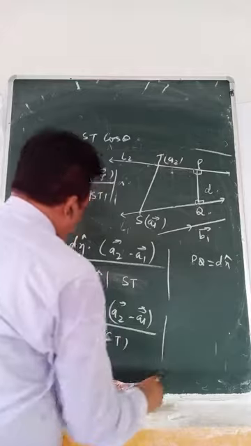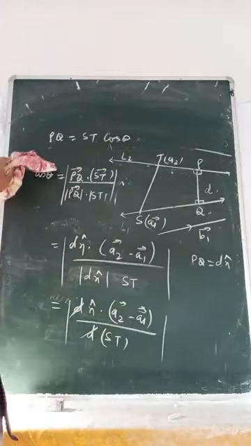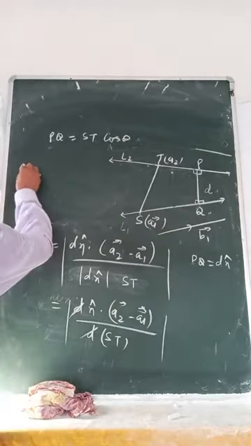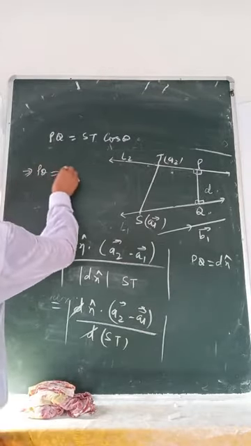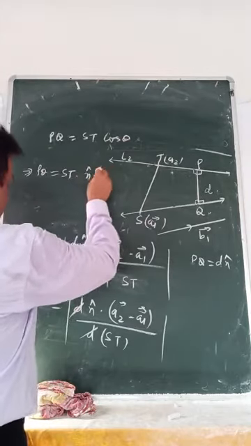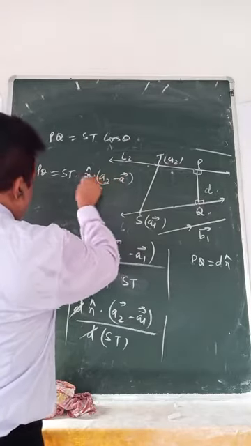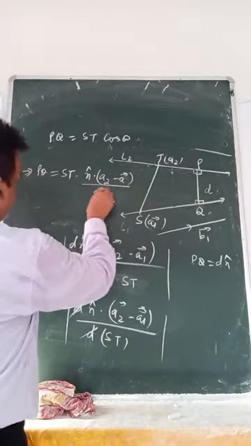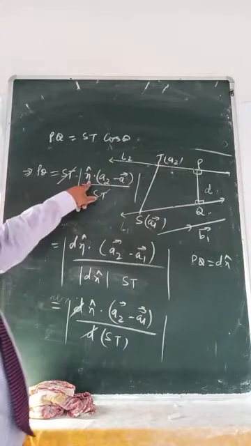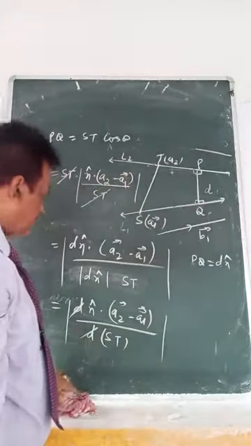Cos theta is what? Now back to this point: PQ equals ST cos theta. So this implies PQ equals ST cos theta, which is n cap dot A2 minus A1 divided by ST. This ST modulus is cancelled. So what is left out? N cap dot A2 minus A1.